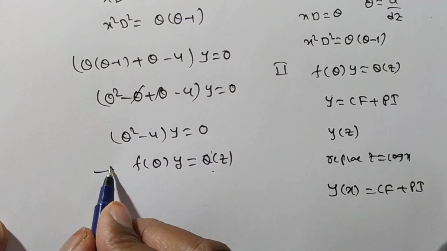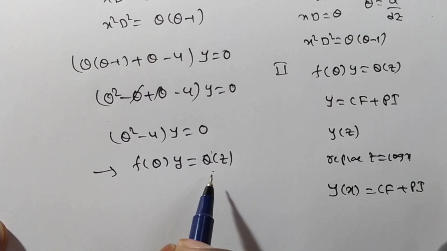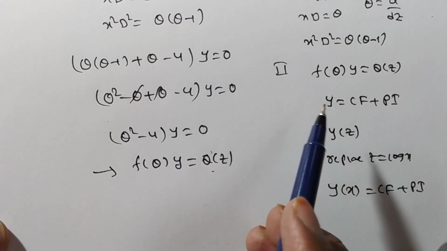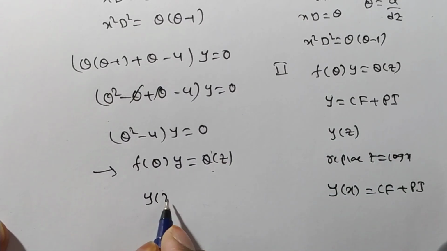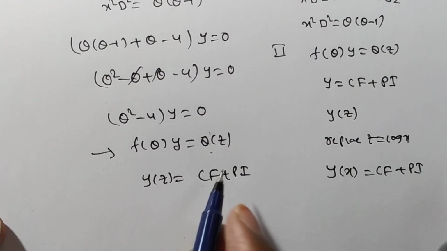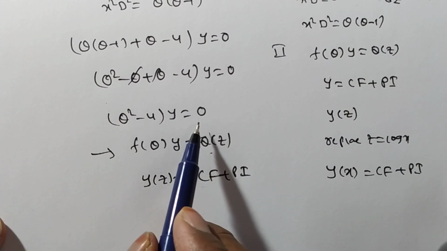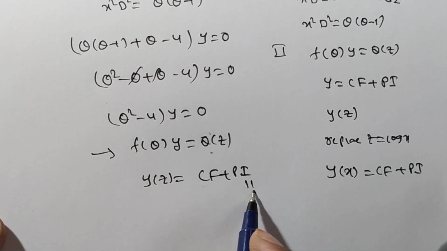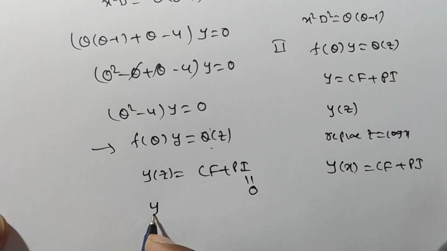What is the general solution for f of theta into y is equal to q of z? You see, now we are in the second step. That is, y of z is equal to complementary function plus particular integral. But here you see q of z is 0. So directly you can get the particular integral will be 0. So you will have only y of z is equal to complementary function.